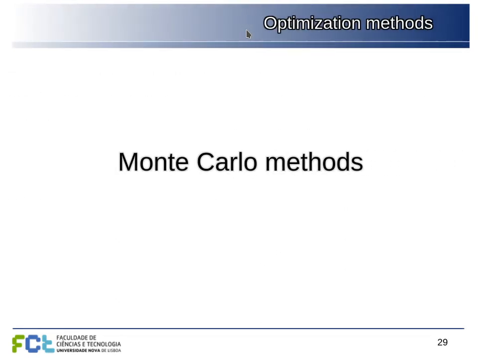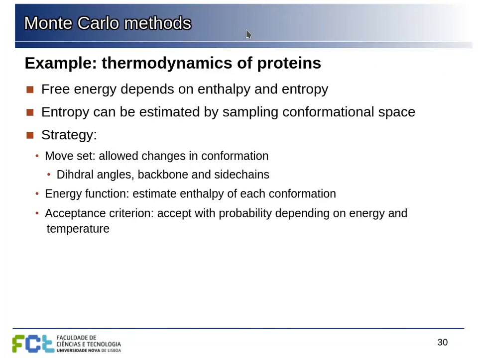Okay, another approach is, instead of trying to follow the derivatives, we shoot at random and try to get some results from there. For example, this is very used for thermodynamic studies of proteins because free energy will depend not only on the energy of each individual configuration, so the enthalpy, but also on entropy considerations, on the probability of finding some family of conformations. And this can be estimated by sampling conformational space.